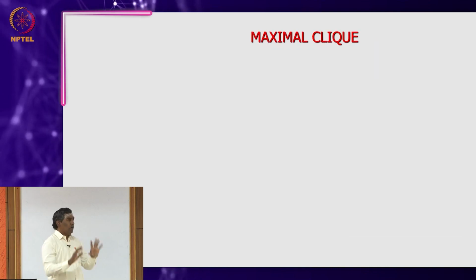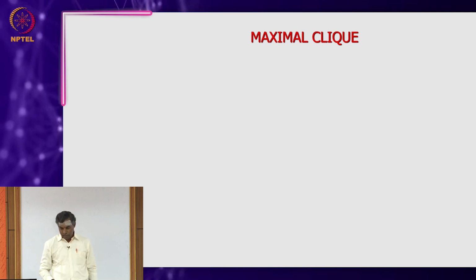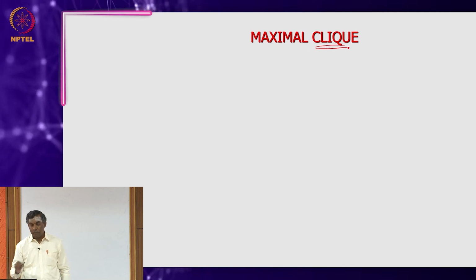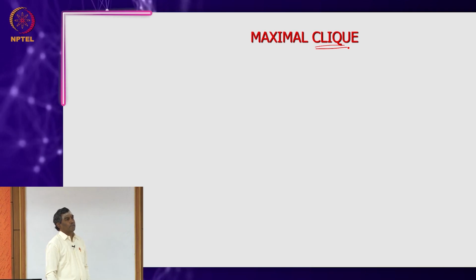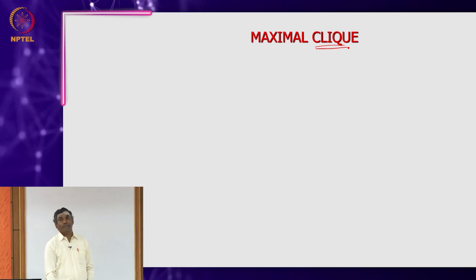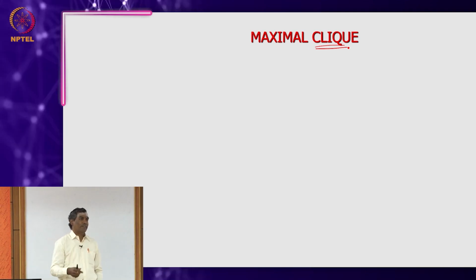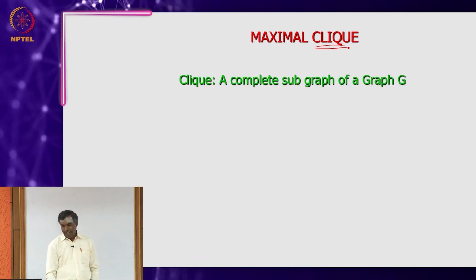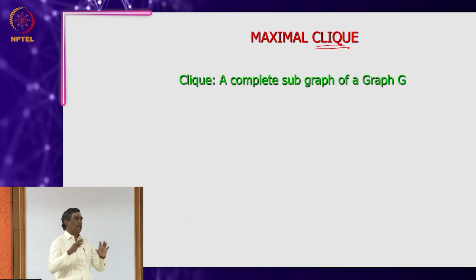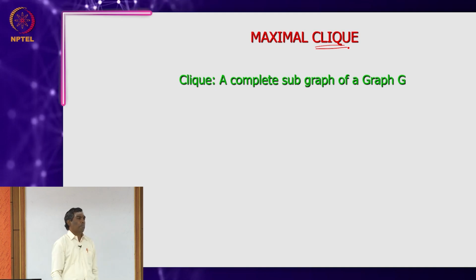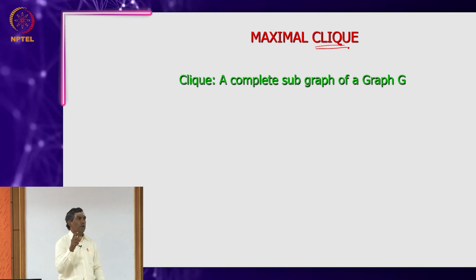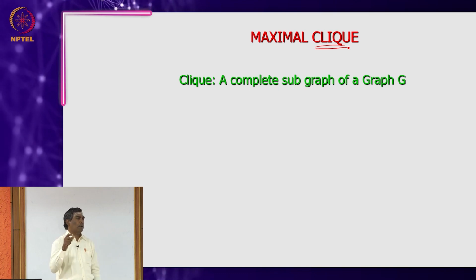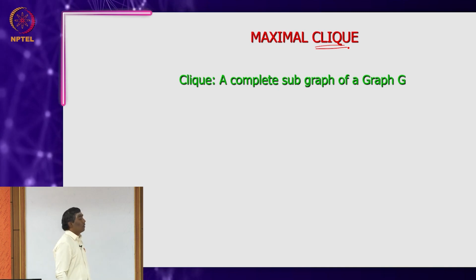So does anybody know what a clique is in a graph? I come to the graph theory part. What is this clique? Have you heard about it or not? Basically, a clique is a complete subgraph in the graph G. So you have a K2, a complete graph of 2 vertices, K3, a complete graph of 3 vertices, and so on. So it's a complete subgraph.